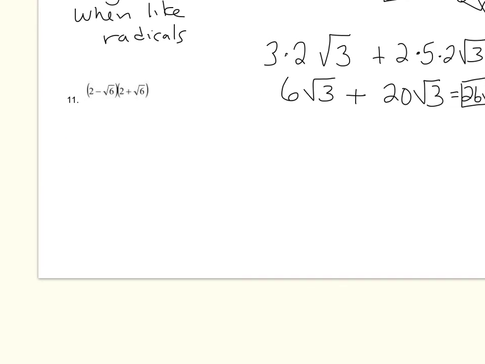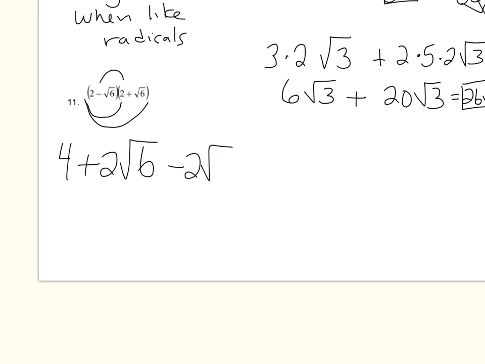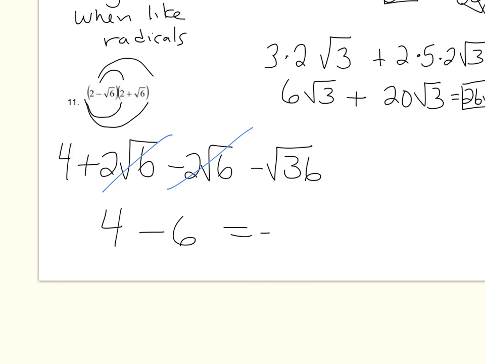Okay, let's look at our last one, number 11. So this one we have two radical expressions, which are binomials. If you have two radical expressions like this, we'll FOIL. Anytime you have two binomials, it's a good idea to FOIL. 2 times 2 is 4. 2 times radical 6 is 2 radical 6. Inside is minus 2 radical 6. And the last would be minus radical 36. Well, quite conveniently, these middle terms are both radical 6 and they're opposites, so those cancel. So we have 4 minus 6, which is negative 2.